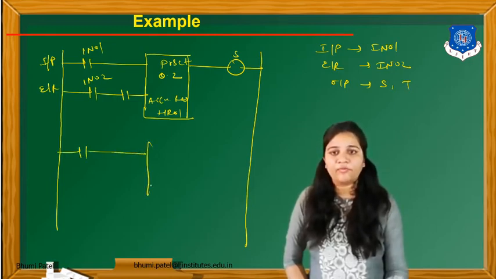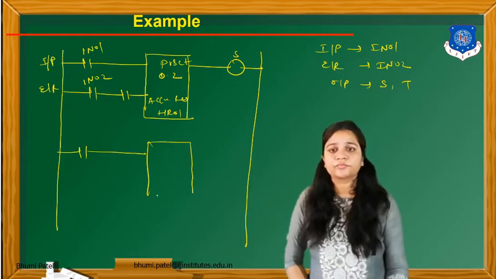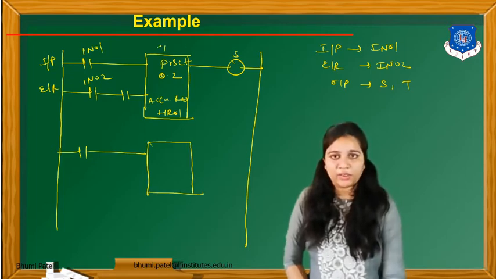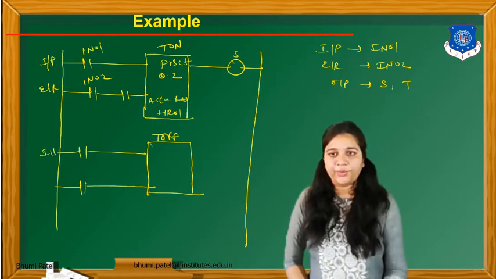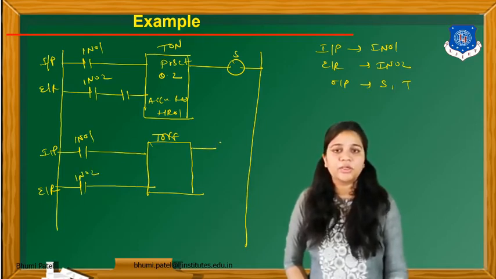Same input apply for the T off timer. This is my T on. This is my T off. Okay. This is my input. Enable reset. IN01 input. IN02 output. Enable reset, and T is my output.